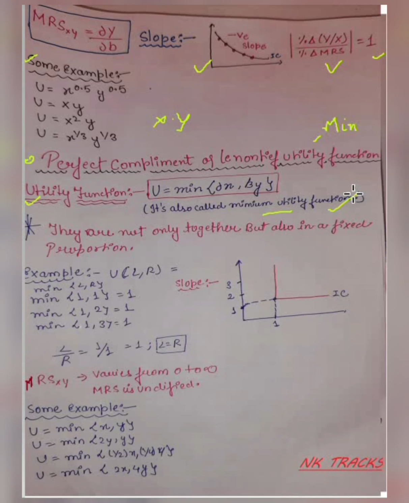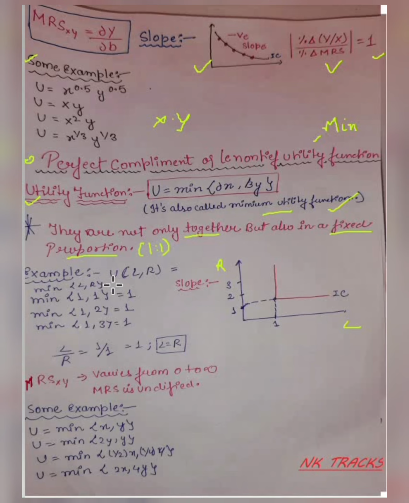Okay, in a perfect complement utility function, always remember one thing, that the goods are not only together but also in a fixed proportion, that is, the proportion would always be in a 1:1 form. Now let's consider an example of shoes. If we take a hypothetical diagram here, on the y-axis we are taking right shoes, on the x-axis we are taking left shoes.